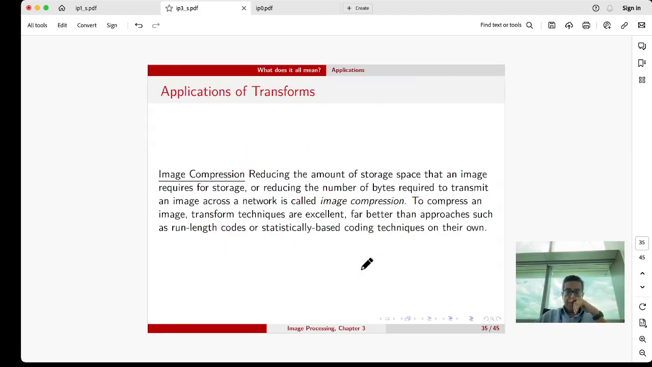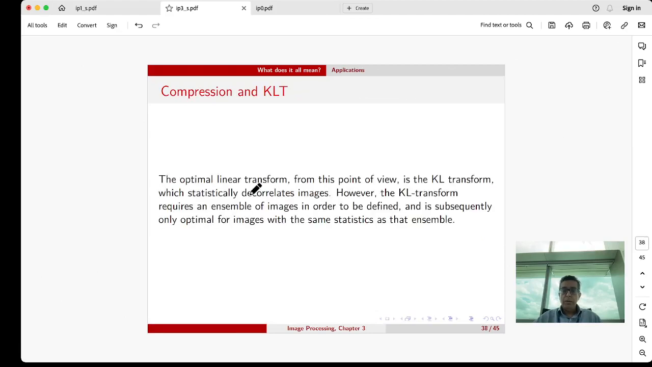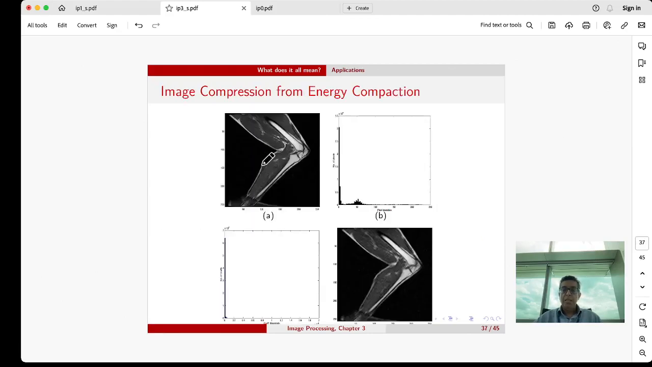Okay, so the biggest application by far of image transforms is in image compression. So you use that energy compaction property we mentioned before. Here's a little demonstration of that, where you take an image of a knee, and then you can reconstruct it using a fraction of samples in transform space. Here you can immediately see it looks like an image of a knee, but this uses a fraction of the values in transform space than that present in image space. So I won't talk more about that here. You can read a bit more about that in the notes.